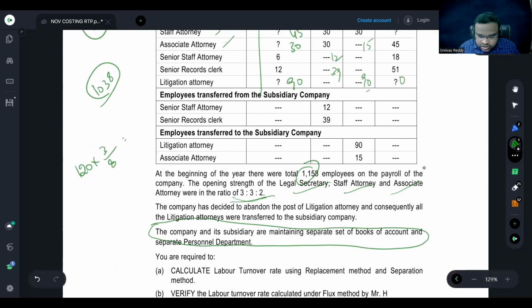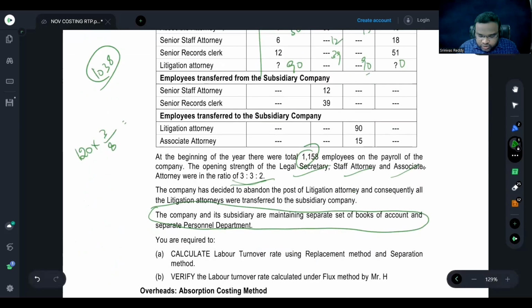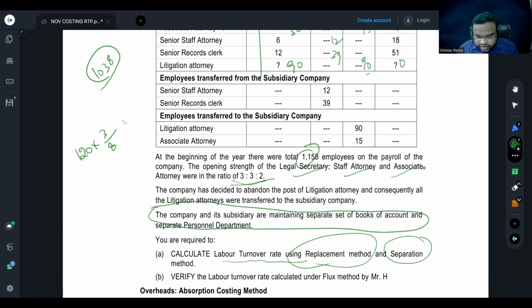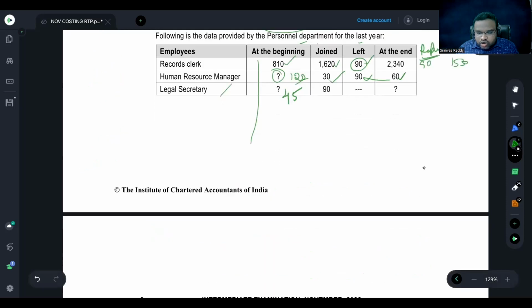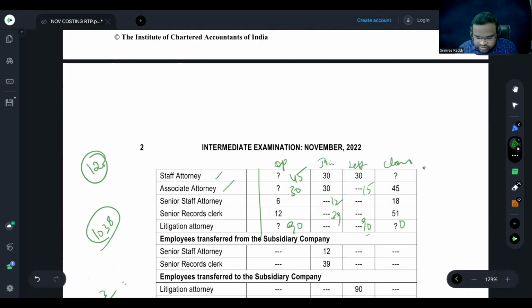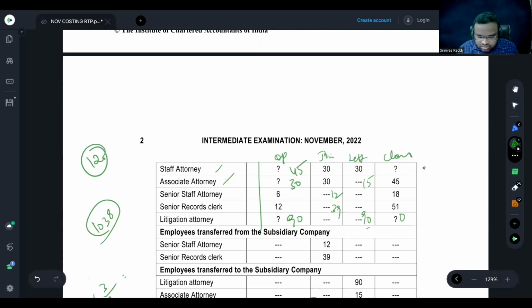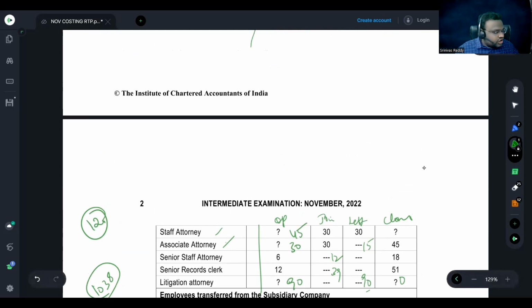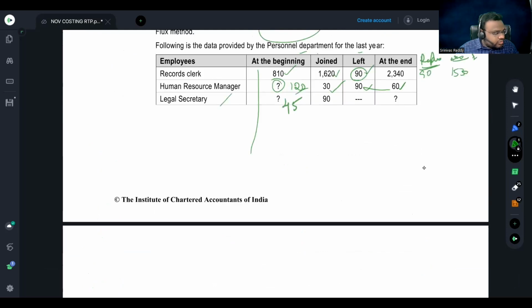Now, did they say about closing? No. What did they ask you? You are required to calculate labor turnover rate using replacement method and separation method. Verify the labor turnover rate calculated under flex method by Mr. H. Now we need to calculate if any number is missing. I think we are able to cover everything, right? Now what we need to calculate is how many are newly recruited in each one.